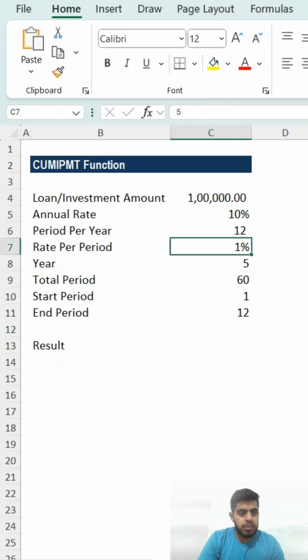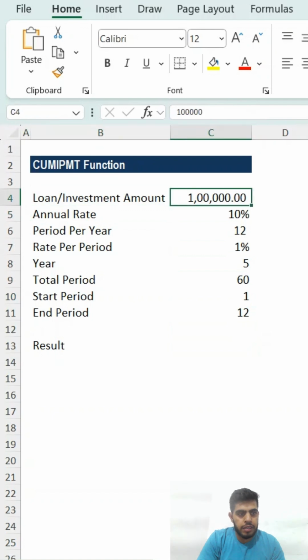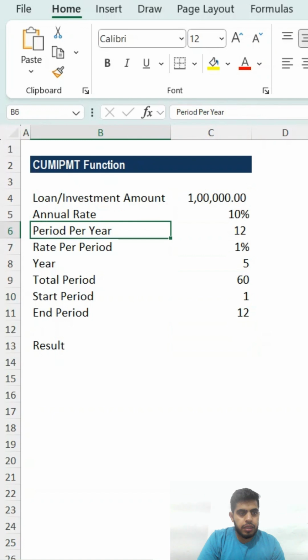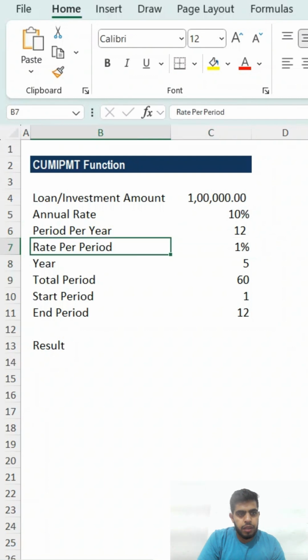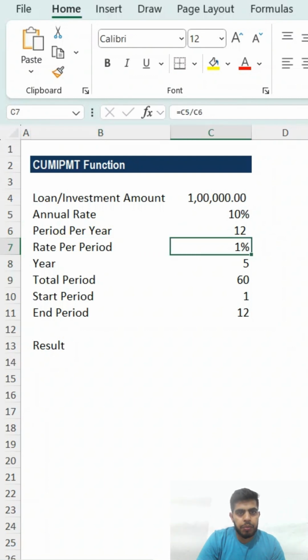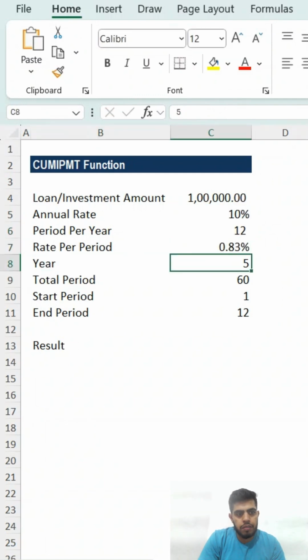In front of you, this is the table we have taken, where the loan amount, the present investment amount, we have entered. The annual rate of interest we have taken as 12, and the periods per year we have taken as 12. So basically it means in 1 year we are going to take 12 periods, and that would give us a compounding effect. The rate per period we have captured by dividing this 12% by 12, and we are going to compute the interest amount for a total of 5 years.